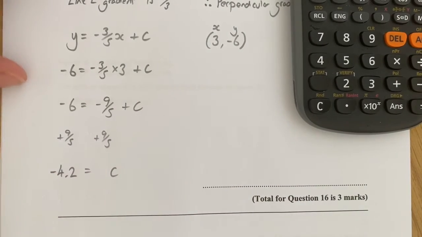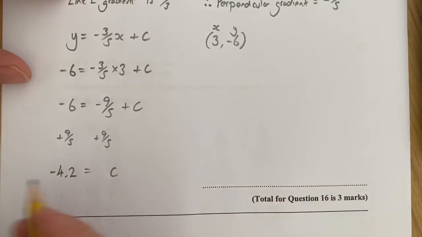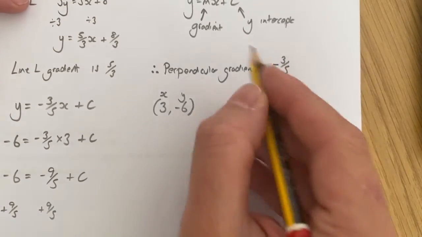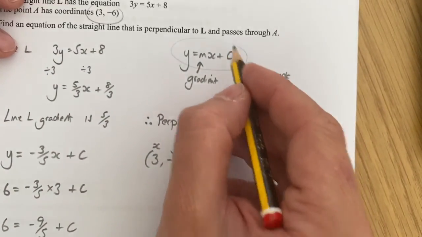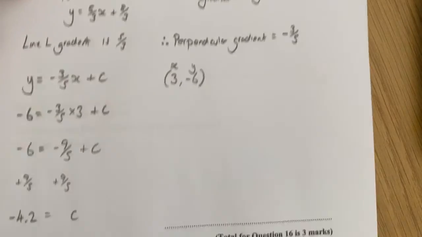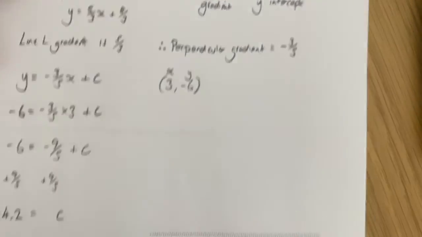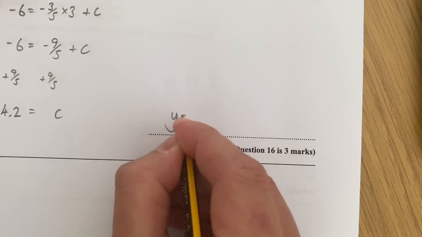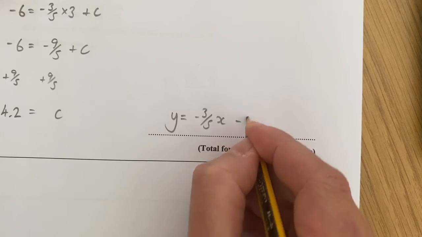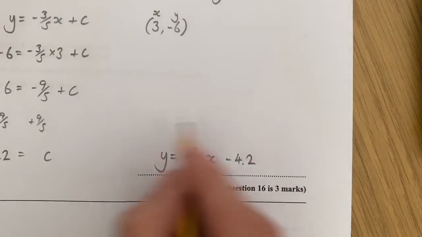So I've now got everything that I need to write down my final answer. A straight line equation is in this form, y equals mx plus c. All you need is the gradient and the y-intercept. I've got the gradient, I've got the y-intercept, so therefore I've got my final answer. It's got to be y equals minus 3/5 x minus 4.2. There's my gradient, there's my y-intercept, there's my equation.